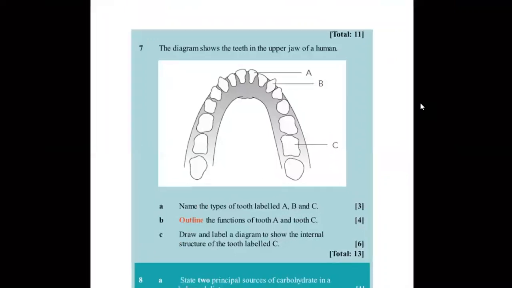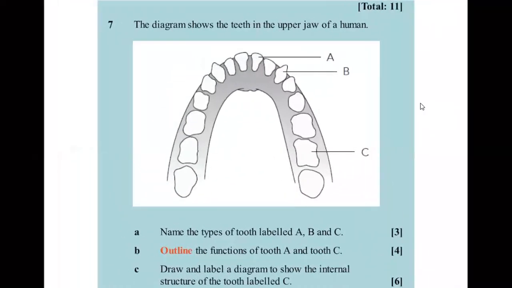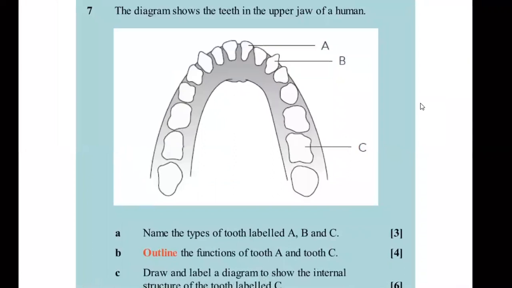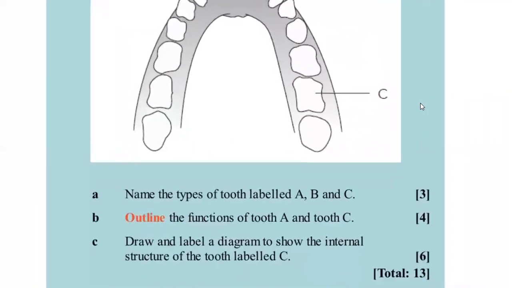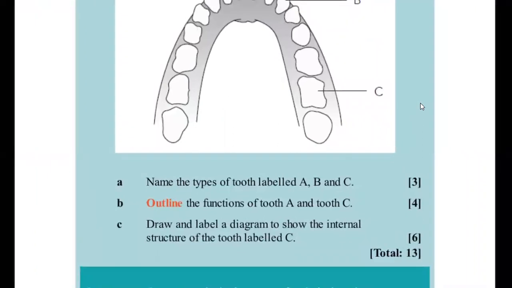Let's do this. The diagram shows the teeth in the upper jaw of a human. Name the types of tooth labeled A, B, and C. What's A? The canines. A are just lying down in the front, so they have to be incisors, the cutting ones. Oh, no, not canines. Sorry, incisors. And what's B? B are canines.